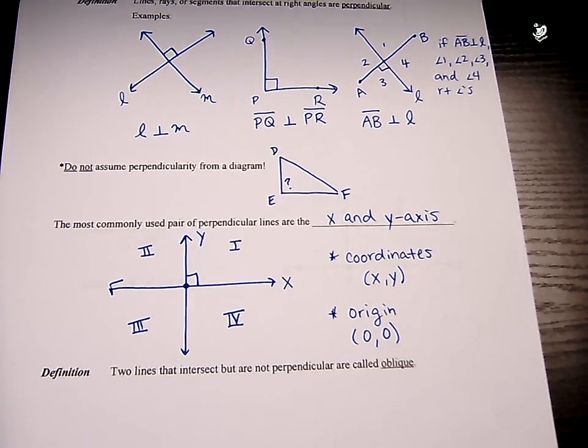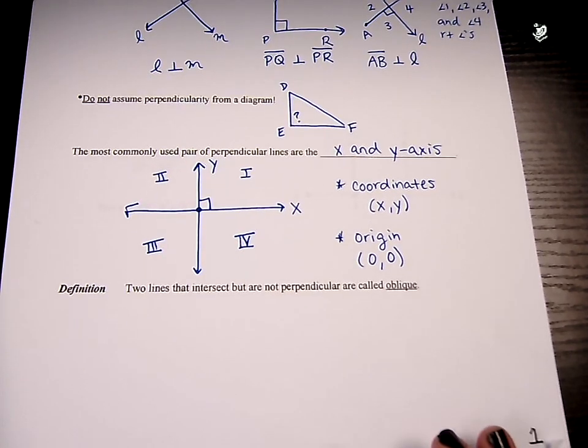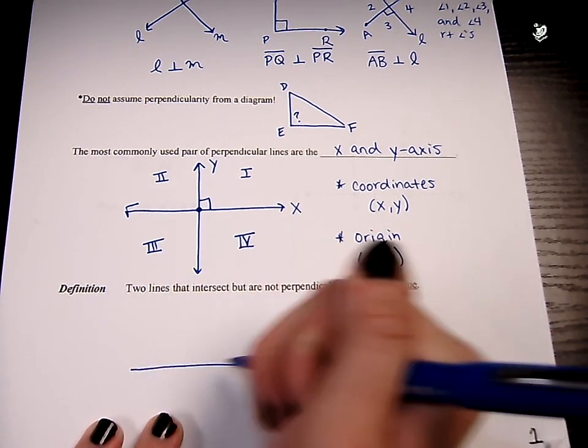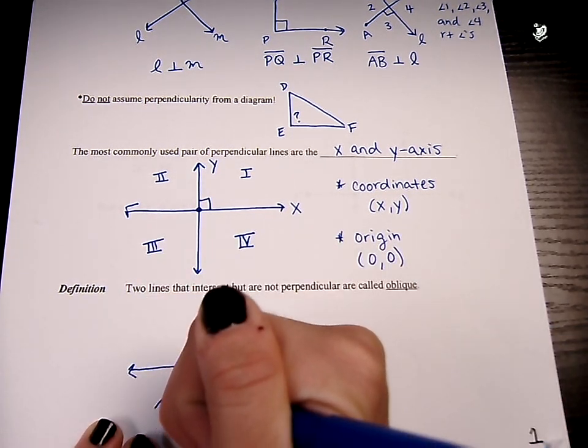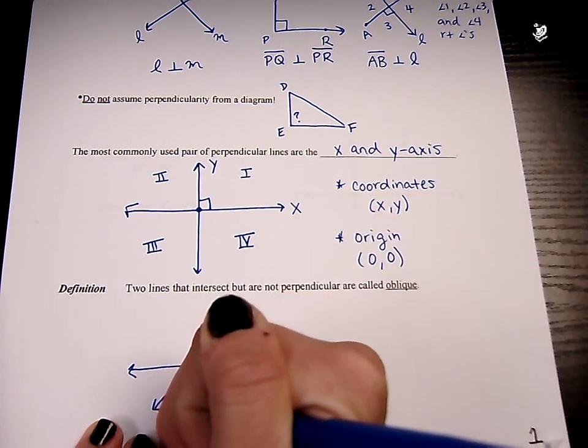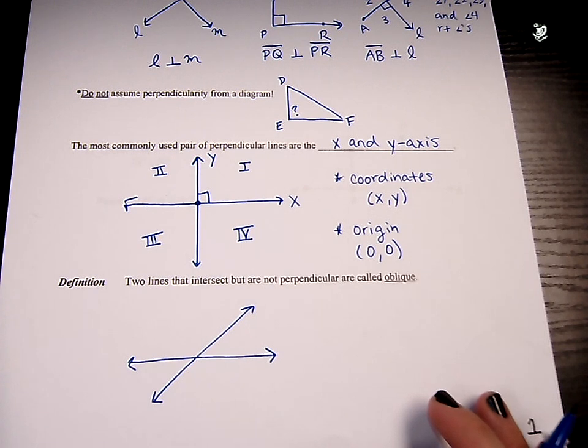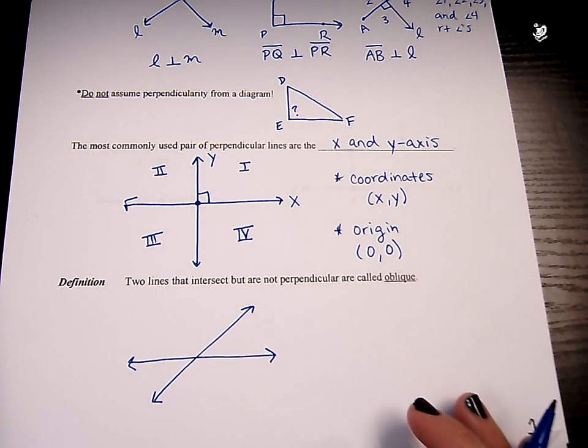Now, two lines that intersect but are not perpendicular. Maybe I've got this horizontal line here, and this line is coming in on an angle. So they're definitely not perpendicular. I'm telling you they're not. They are what's called oblique. That's what we're going to call lines that are not perpendicular but intersect.